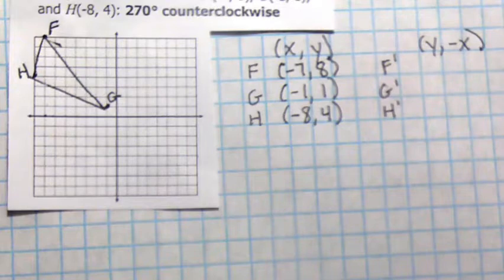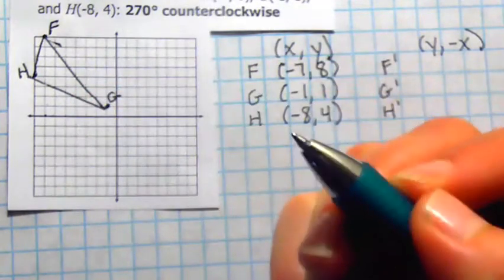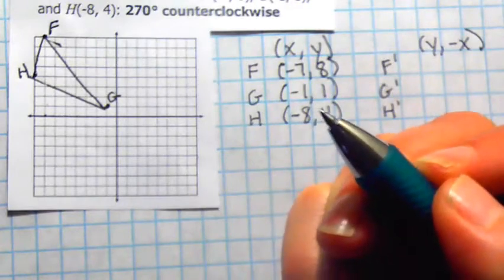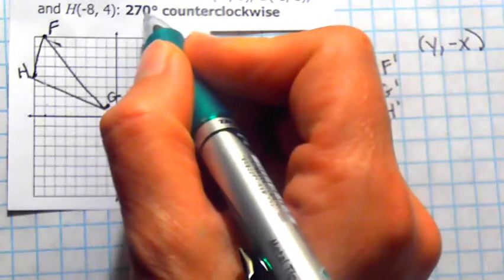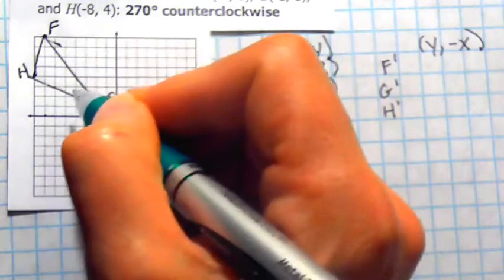We are ready to go with the final video of the day. We've done 90-degree rotation, 180-degree rotation. Now we're going to do 270 degrees rotation, which means it's a 3/4 turn.